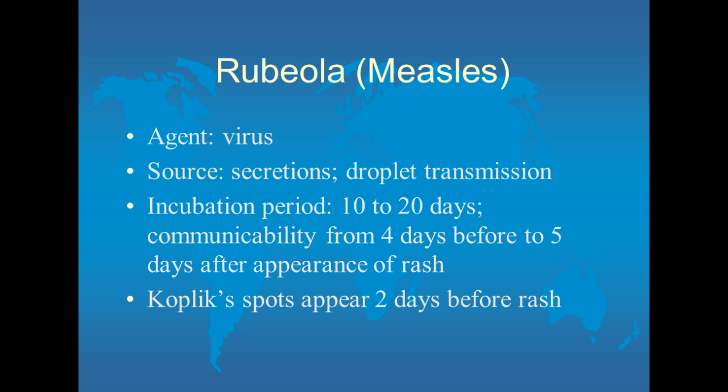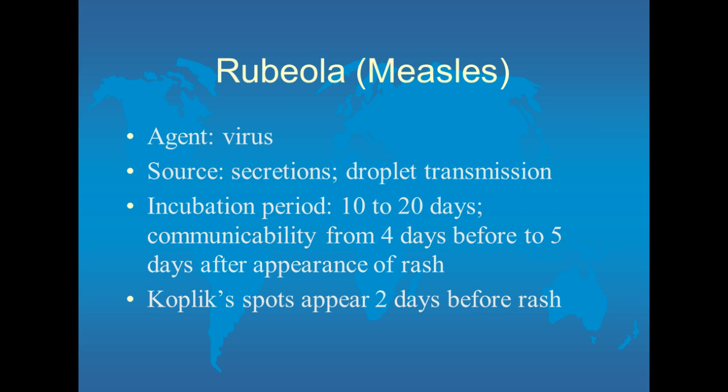Rubeola, this is regular measles. This is secretions, droplet transmission, incubation 10 to 20 days. So you think about how far you have to be isolated. And they would quarantine these folks. If anyone in the family had measles, they'd quarantine the house years ago. Incubation period would be 10 to 20 days. Communicability for 4 days before to 5 days after the appearance of the rash.